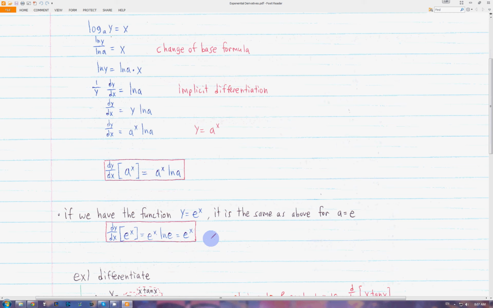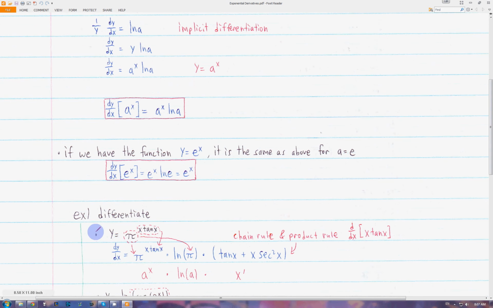So now let's look at some examples. So we have y equals pi to the x tangent x power. So here, what is a? A is pi, and it's being raised to the power x tangent x. So the derivative of a to the something is a to that something times the ln of a. So we have pi to the x tangent x power times the ln of pi.